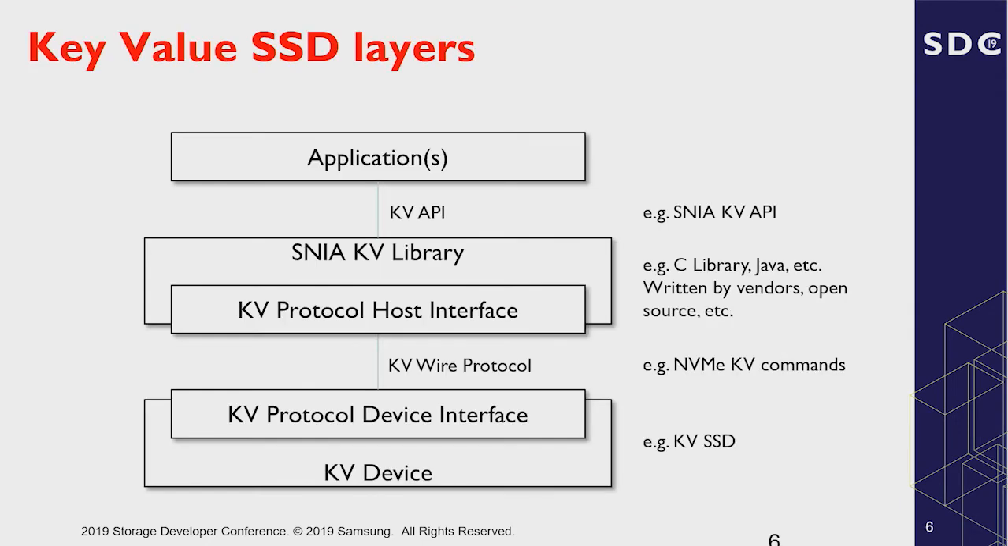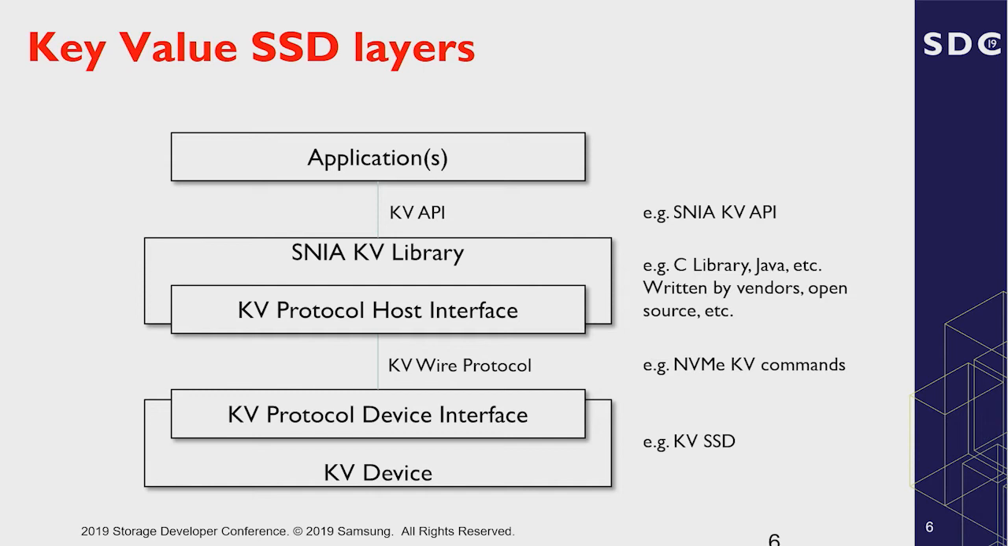So what are the layers of the key value SSD system? You've got the application layer. That application layer is talking to a key value API. And we'll talk a lot more about that because the example here is the SNIA Key Value API, which is half of what this talk is about. Then there is a library that talks to a key value protocol host interface, and then that talks across a key value wire protocol. The example I've shown up here is an NVMe KV command set. Again, that's the other half of the talk. That's where we'll spend the other half of our time.